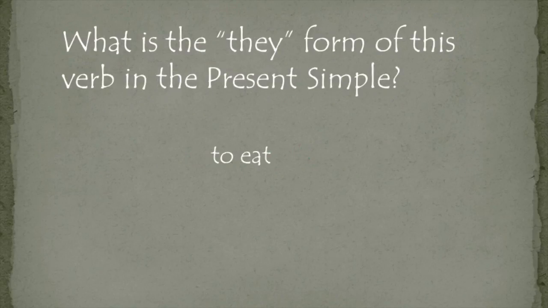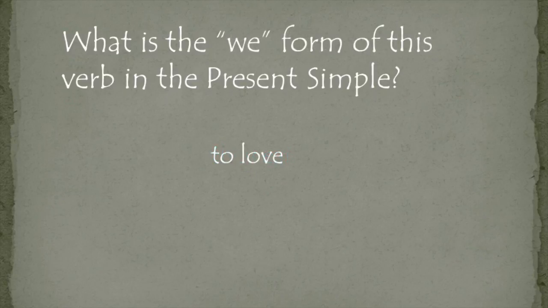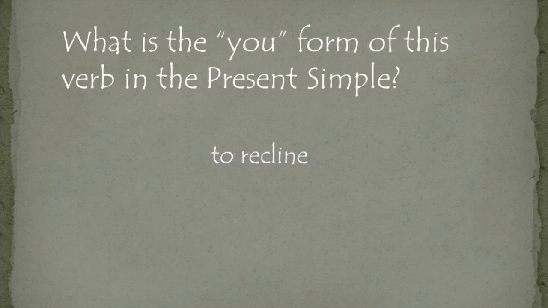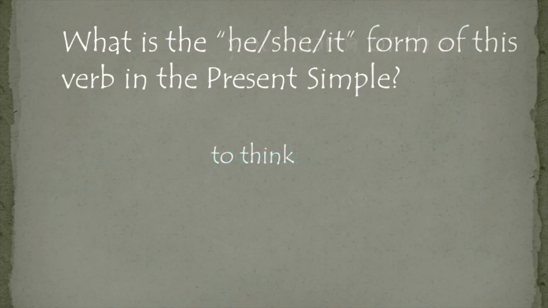What is the they form of to eat? They eat. What is the we form of to love? We love. What is the I form of to contemplate? I contemplate. What is the you form of to recline? You recline. What is the he, she, or it form of think? He, she, or it thinks.